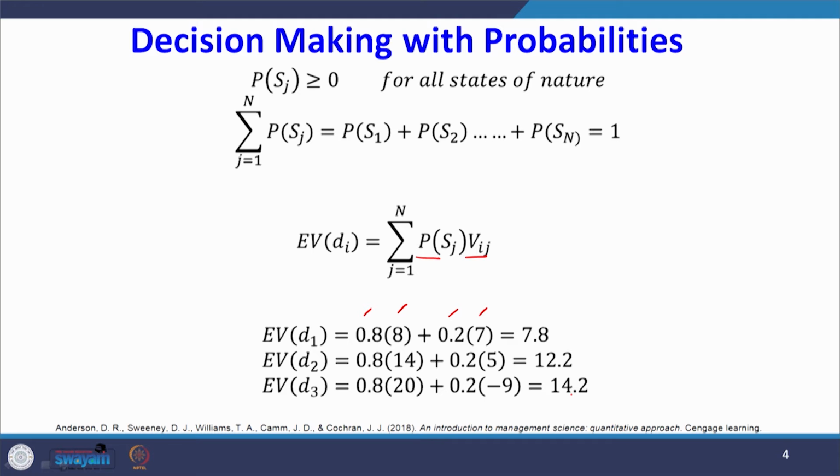So, what is the difference between decision making without probability and decision making with probability? In the previous lecture, this 0.8 and 0.2 were not given, but now the probability is given, so we are finding the expected value. Out of these 3 expected values, which is the highest one? The highest one is D3. So, we are suggesting to go for the large size complex.